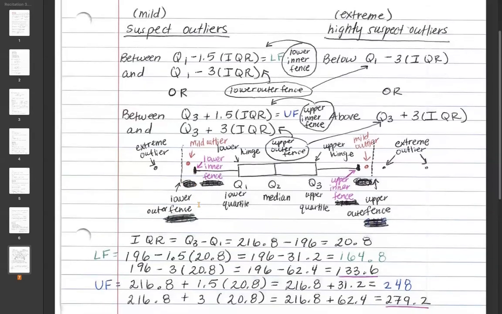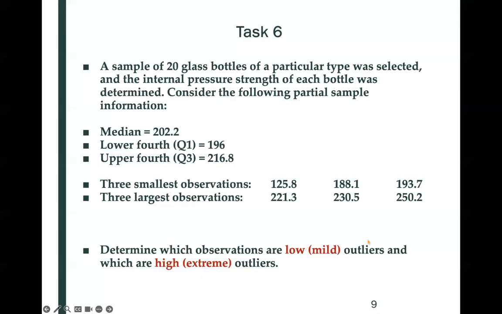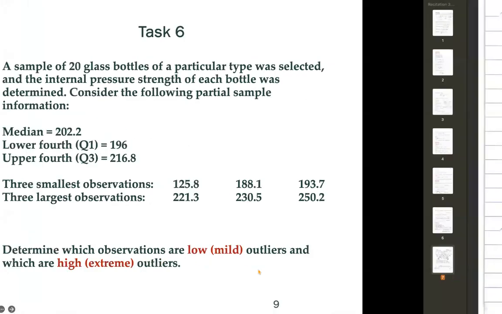Okay, so our goal is basically going back to here. We want to go through each of these numbers and see, first of all, are they outliers? And if they're outliers, are they mild outliers or extreme outliers?